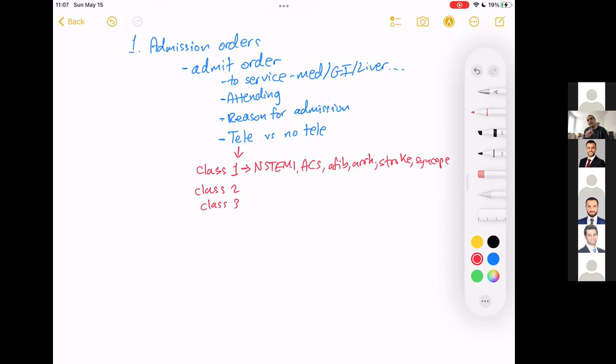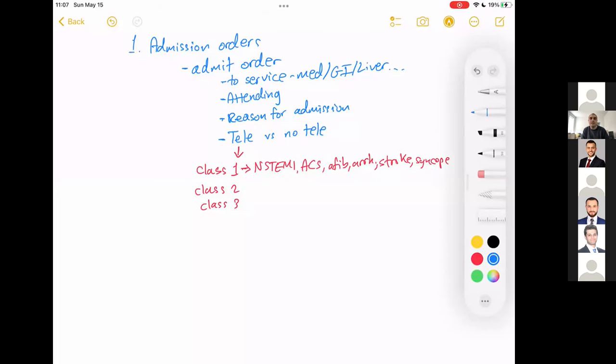Class two and class three are less clear. I don't memorize them off the top of my head, and I don't expect you to. They're more subjective. Really, it becomes more and more subjective when you get to class three. But class one is objective. Like boom, this person needs to be on tele, so you have to place that tele order.